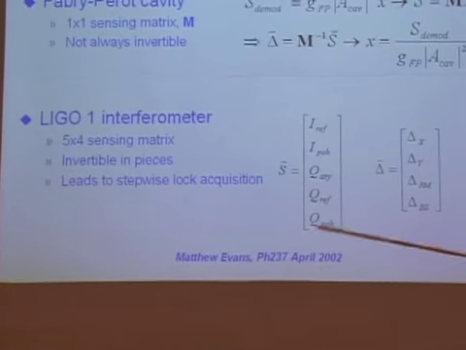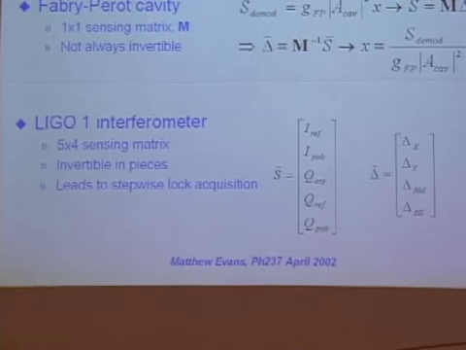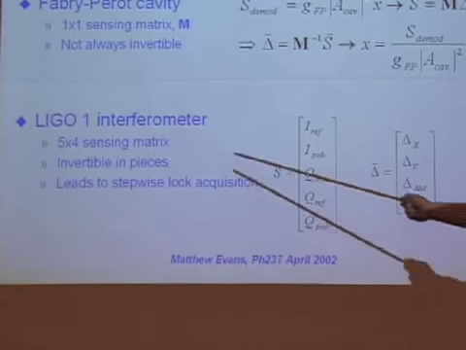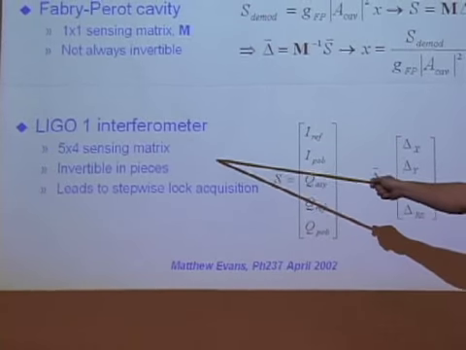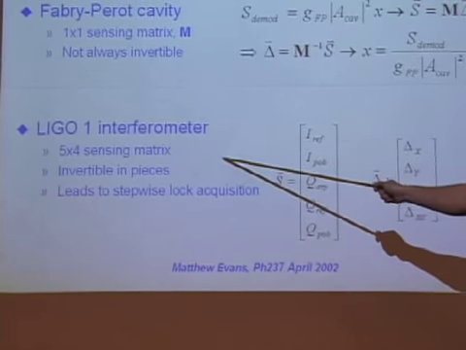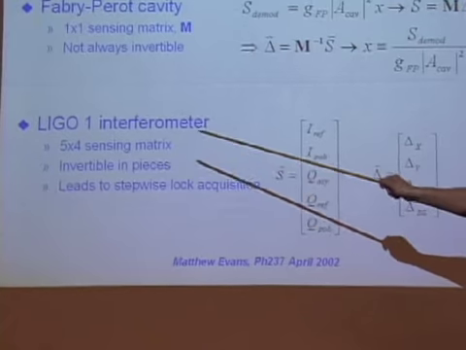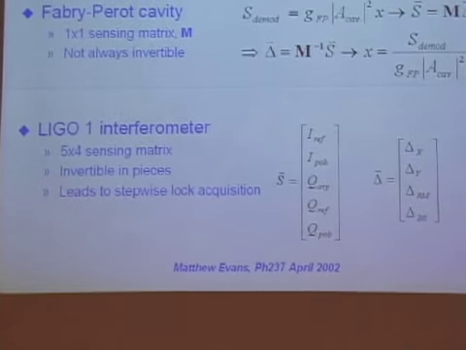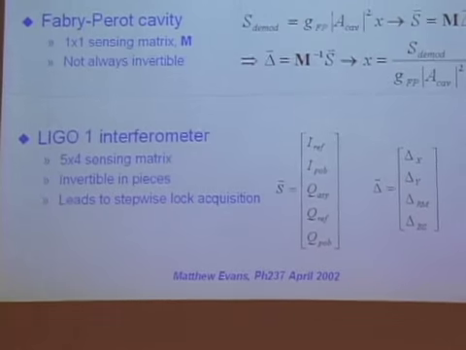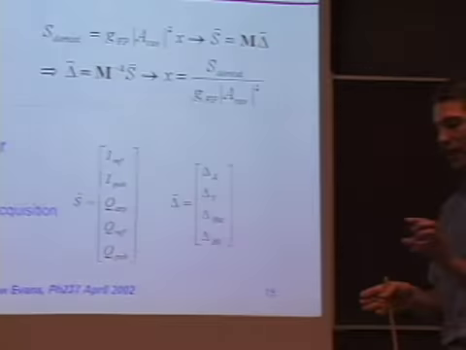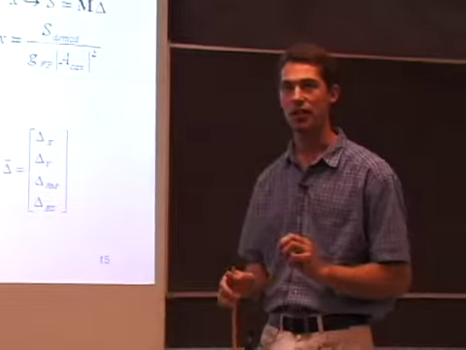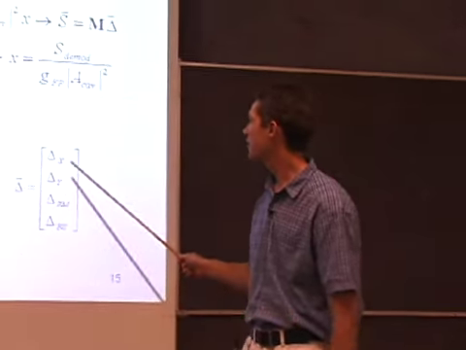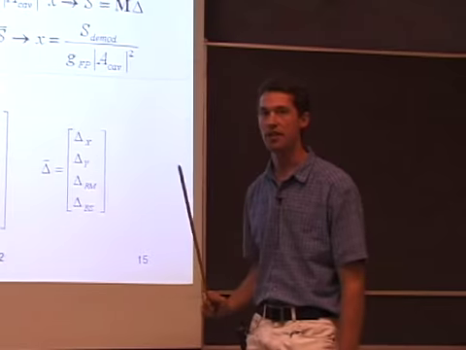Here for the LIGO 1 interferometer, I have, as I said, 5 signals and 4 degrees of freedom. So I have a 5 by 4 sensing matrix. I can't invert that straight up. You can probably tell that because it's not square. But I can pick pieces of it. And what will happen with an interferometer is you'll look at a matrix and you'll pick the largest piece of it that you can invert. And by inverting the largest piece of it, you get to control the most number of degrees of freedom.